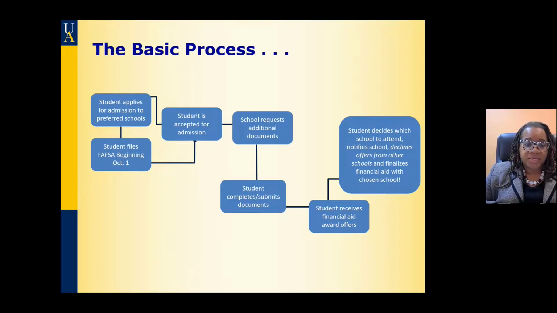When you fill out that FAFSA form, you're putting those schools on it, and it sends it to the institution. So the institution receives the FAFSA form. We look at it and say, oh, we need additional documentation, or there are some questions. Sometimes there isn't. From there, that school processes it, and then they generally send you an offer notification.